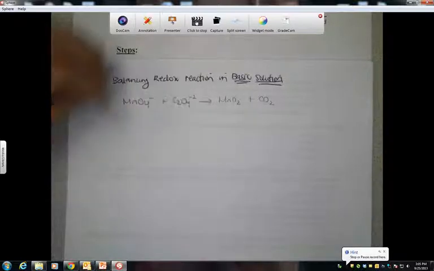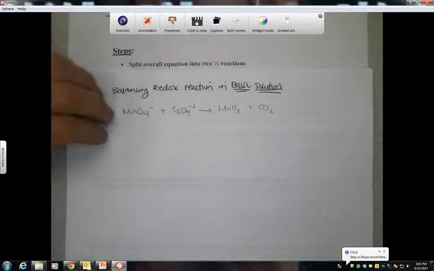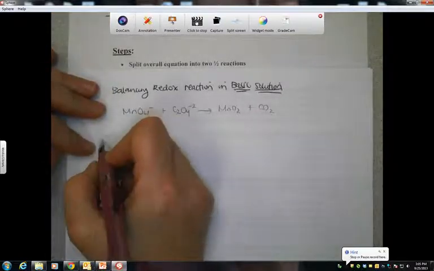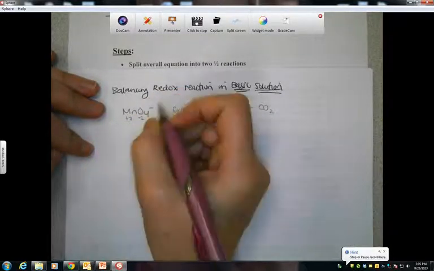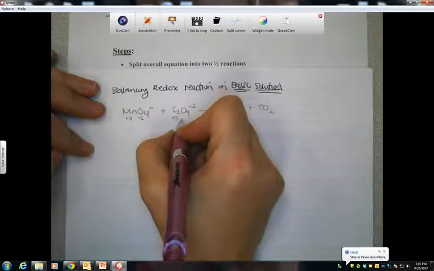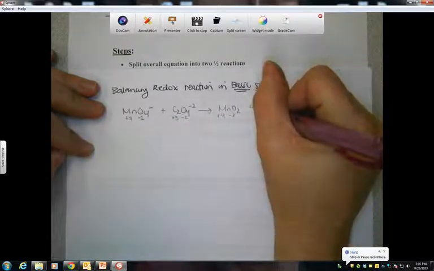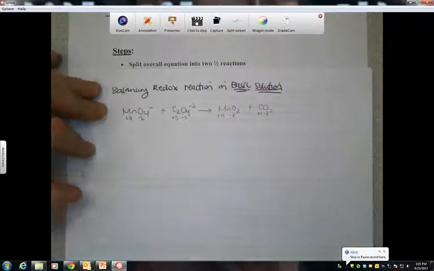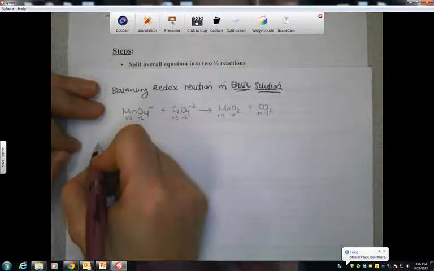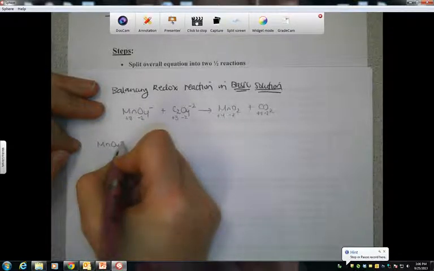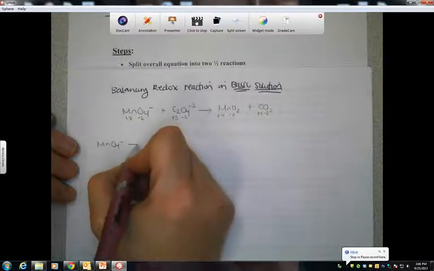First thing we're going to want to do is split the overall equation into two half reactions. The way to do that would be to assign oxidation numbers, because you need to know what's getting oxidized and what's getting reduced. So I'll go ahead and do that for you. So there's all your oxidation numbers. You'll notice that manganese is going from +7 to +4, so it's being reduced. And it doesn't really matter that you know that it's being reduced to balance this. I'm just saying.